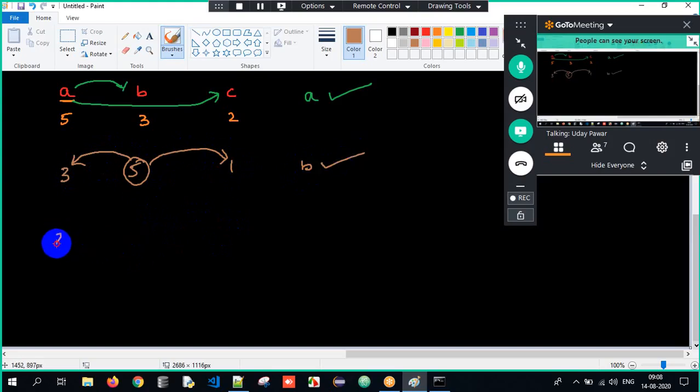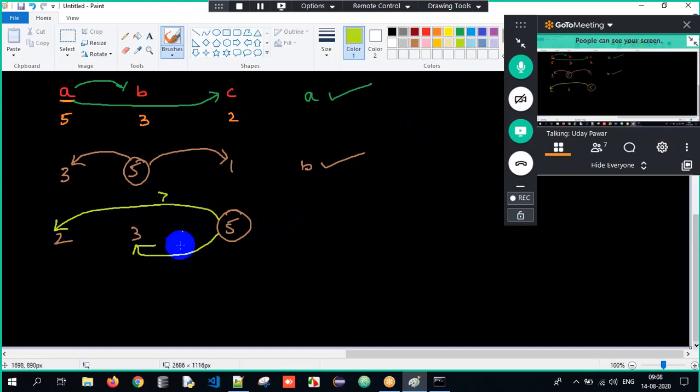Correct. Similarly, 2, 3, 5. Now who is largest? C, sir. How did you come to the conclusion that C is largest? C is greater than A and C is greater than B. So it is greater. That's the reason we got this expected output.